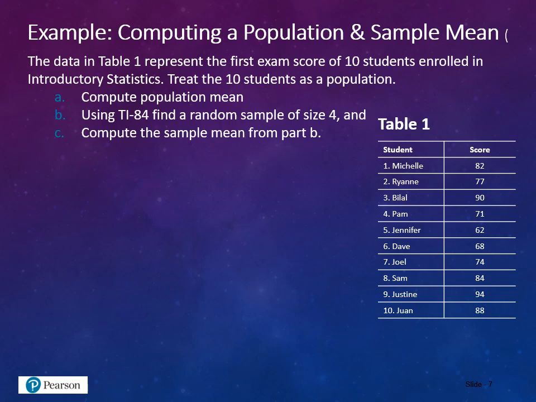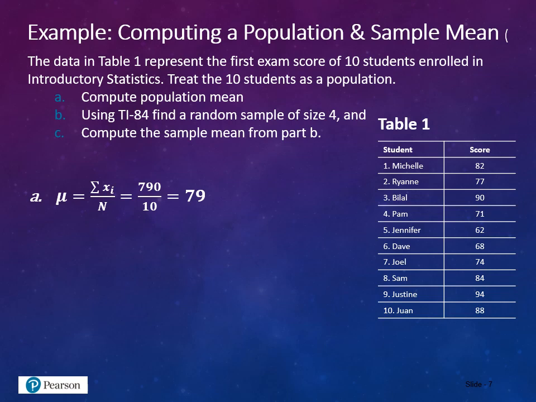Compute the population mean. Well, remember what we have to do here is add up all of the individual numbers, the individual scores, and then divide by the population, which is 10. Well, if we add up all these numbers from these 10 students, we get 790. Divide by 10 gives us a 79.